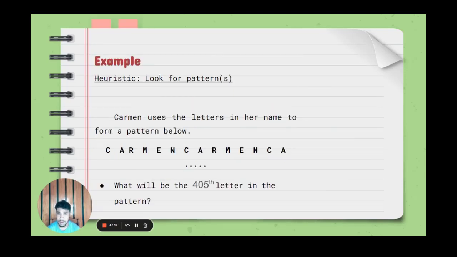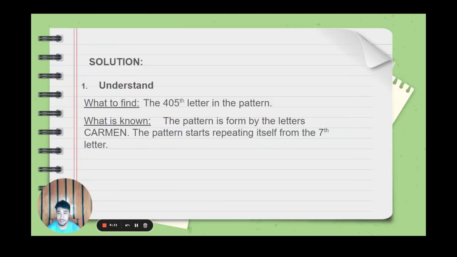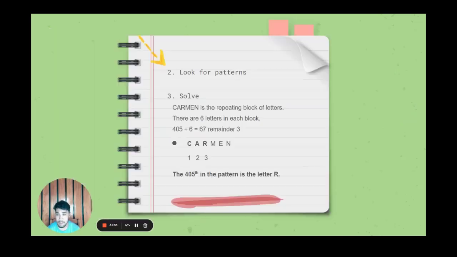Example. First, we need to look for a pattern. The example below is that Carmen uses the letters in her name to form a pattern: CARMEN, CARMEN, and so on. And the question is, what will be the 405th letter in the pattern? Solution. First, we need to understand. What we need to find is the 405th letter in the pattern. And what is known is that the pattern is formed by the letters CARMEN. The pattern starts repeating itself from the seventh letter.